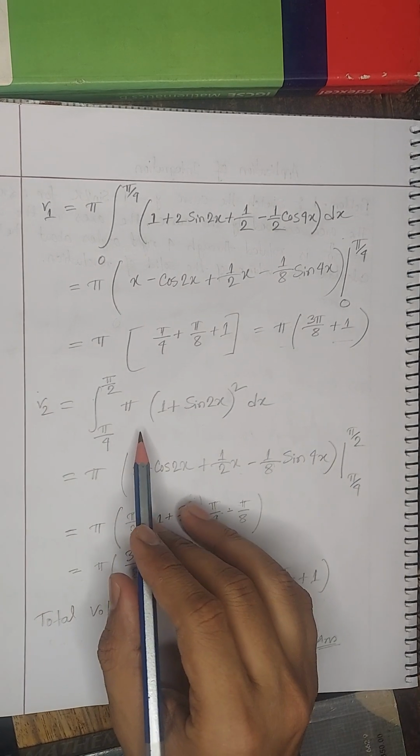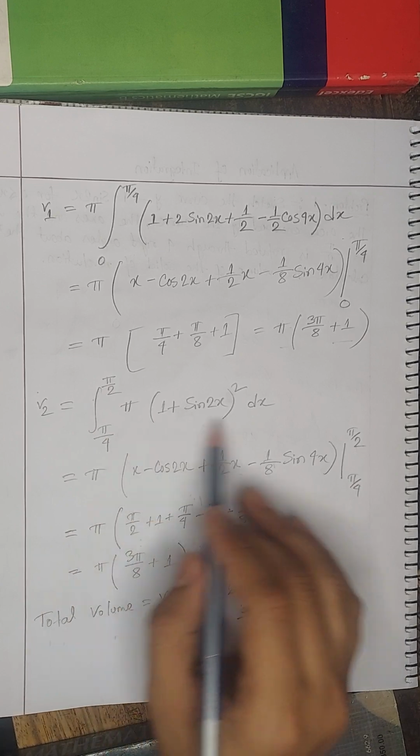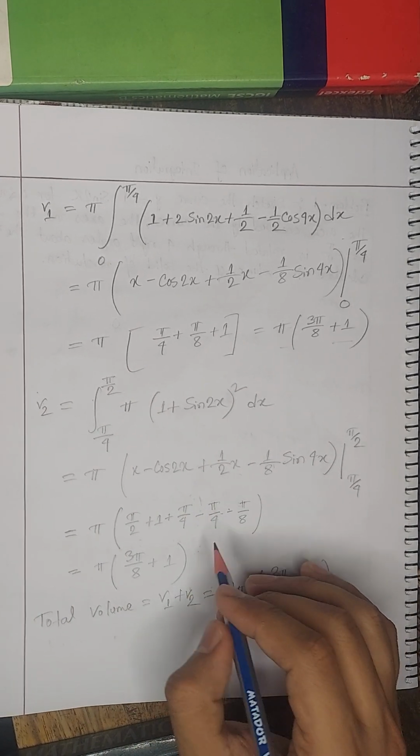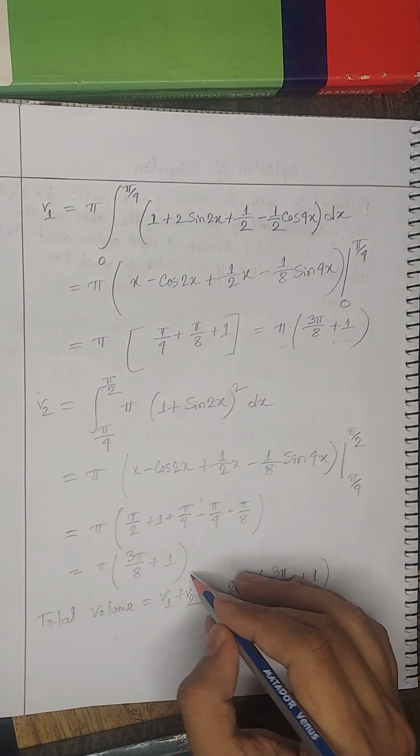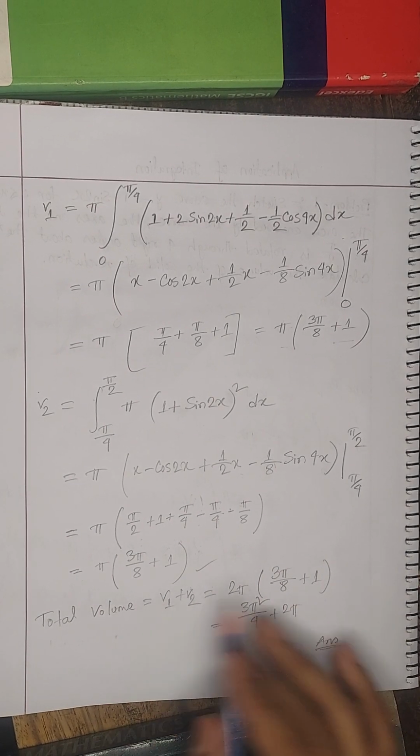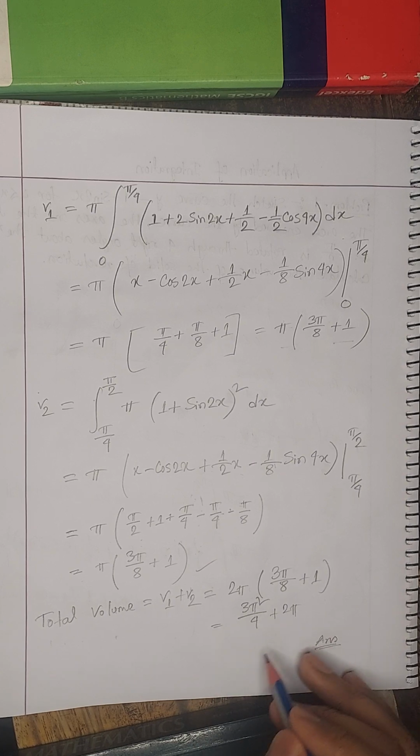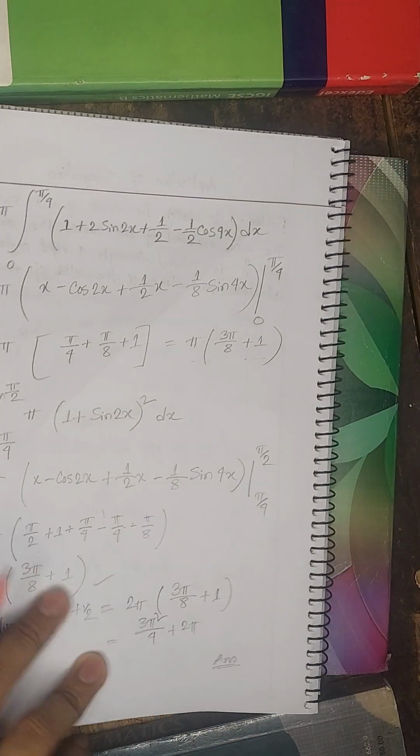And again our second volume is from this limit, we have to apply the integration here, and now we get this, we apply the limit. After applying the limit we get the required volume, and after adding these two volumes we get our required total volume, right? Now we are going for our second problem.